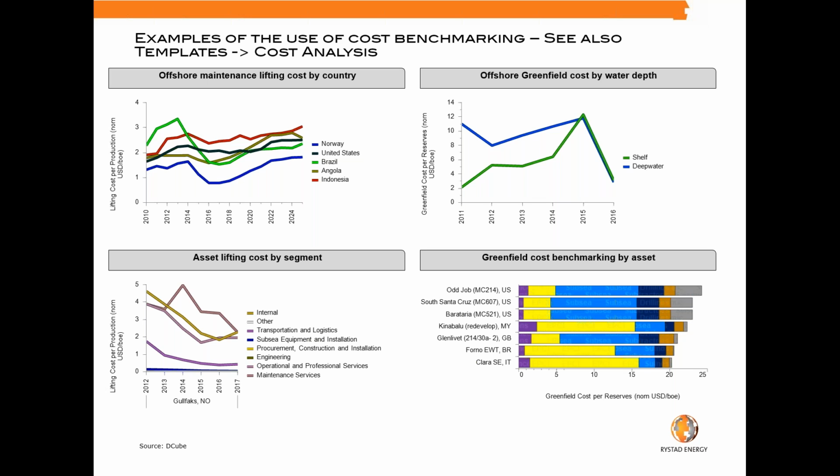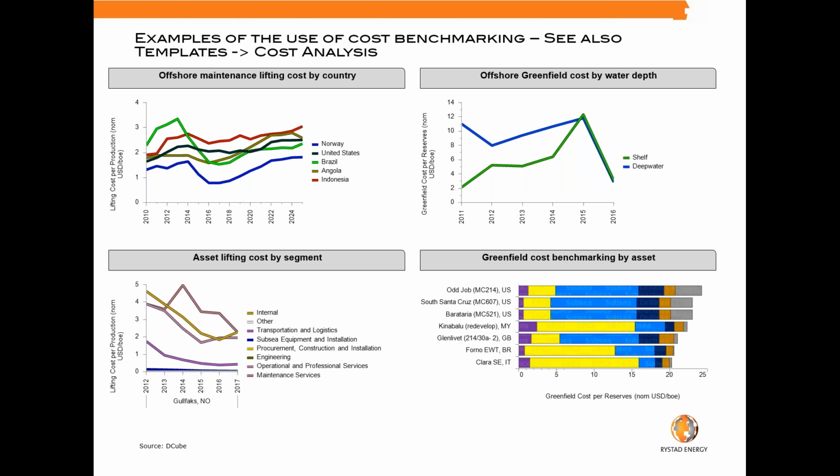Next, we have the greenfield cost, which is the development cost of a field normalized on the reserves. This can also be split by countries and segments, but also other dimensions of the cube. For instance, the shelf and deep water supply segments.